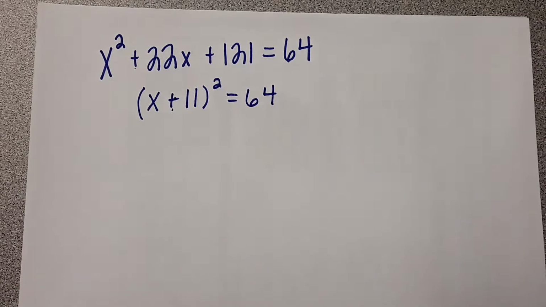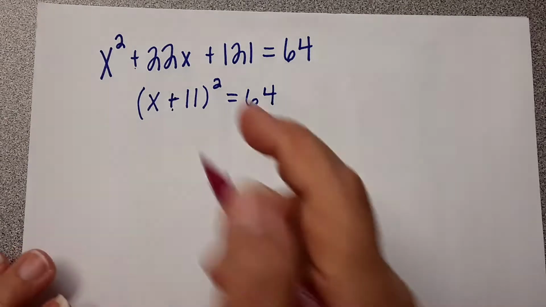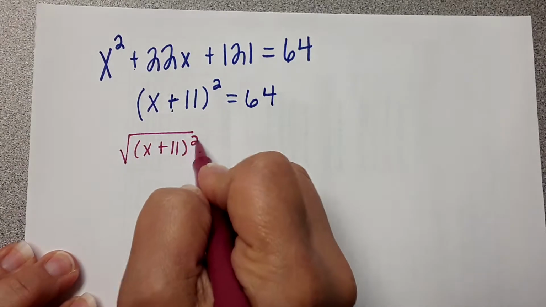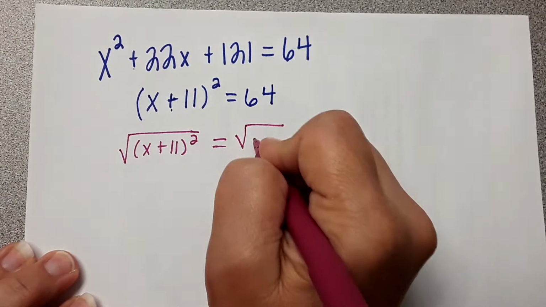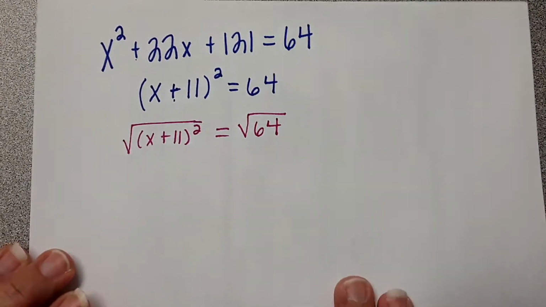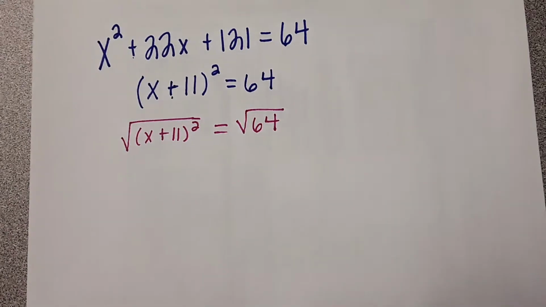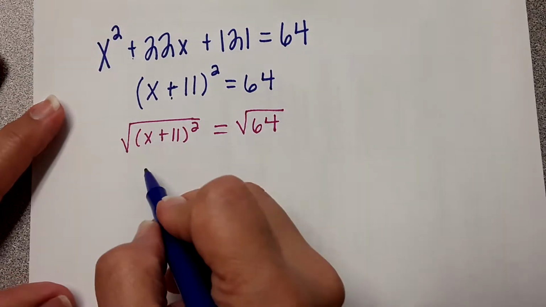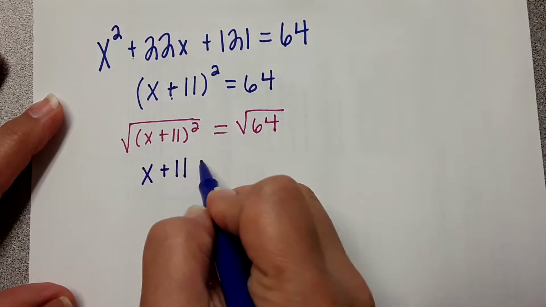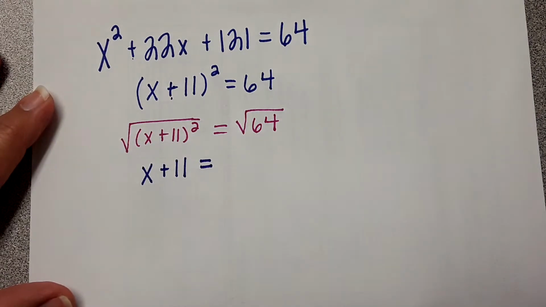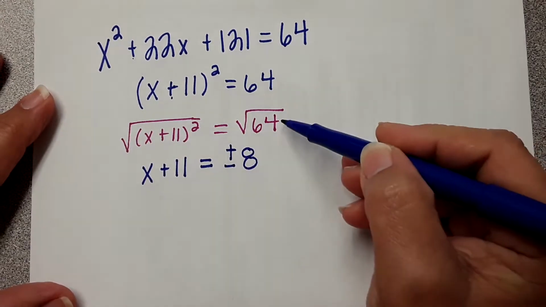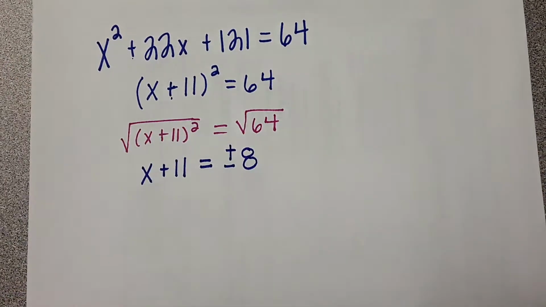Now, the square root method means you're going to take the square root of both sides. So we're going to take the square root of both sides. The square root of x plus 11 squared is x plus 11. And this becomes plus or minus 8 because the square root of 64 is 8.